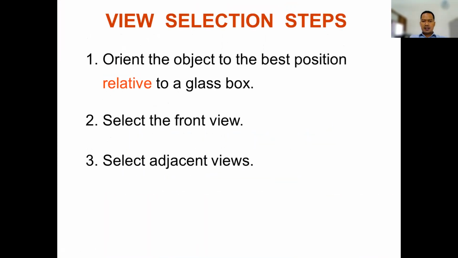The view selection steps, we can follow these steps. At first, orient the object to the best position relative to a glass box. And then the second, select the front view. Remember, you have to select the front view first. And then the third, select the adjacent views. For example, side view, you can select right view or left view.